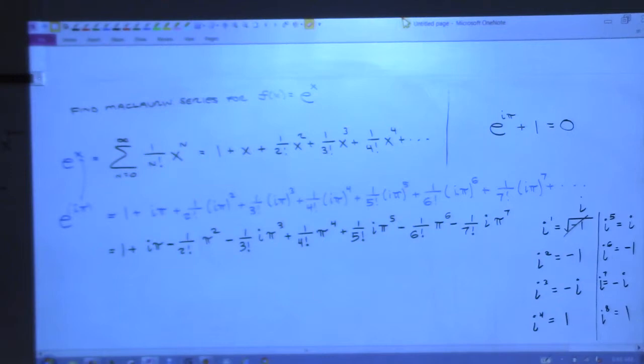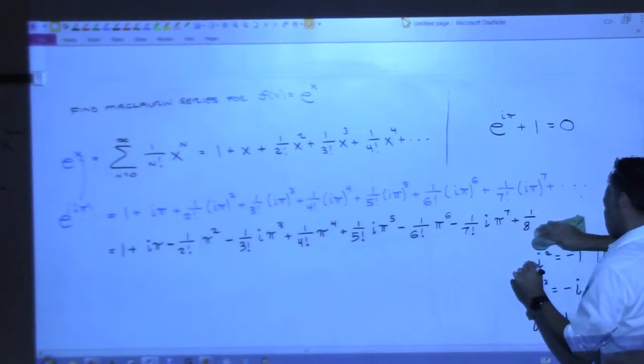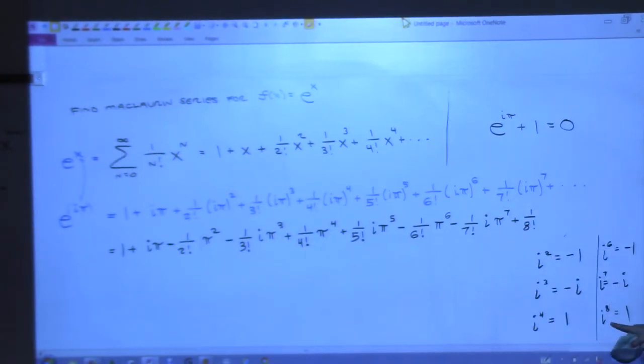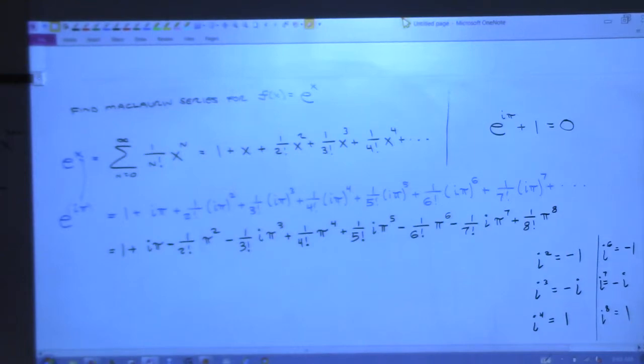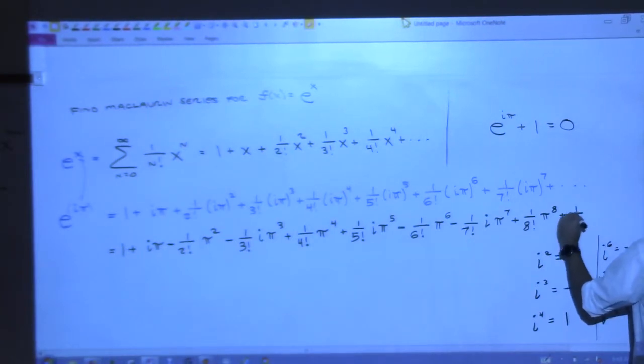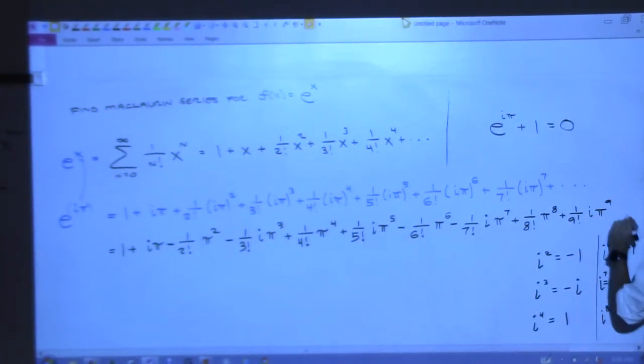What would the next one be? Plus 1 over 8 factorial. I'm going to erase this. So we did i to the 8th, which was 1, right? So we'd still have just pi to the 8th. Following me? I want to see if I can go a little bit more. What would the next one be? i to the 9th. So plus 1 over 9 factorial, i pi to the 9th. I think that's sufficient for now.